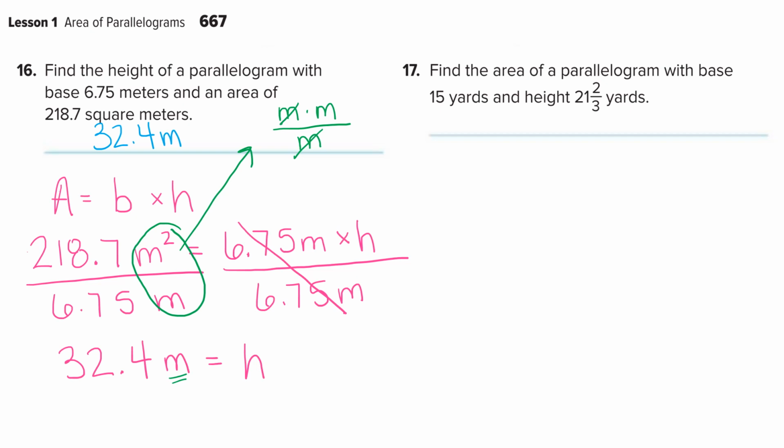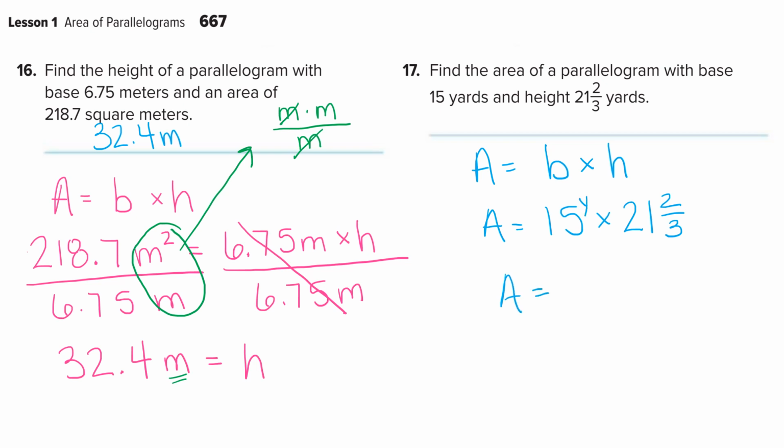Okay, question 17. Find the area of a parallelogram with a base of 15 yards and a height of 21 and 2/3 yards. So area equals the base times the height. Area equals 15 times 21 and 2/3, yards times yards. I forgot the units. So you're going to type in your calculator 15 times 21 and 2/3 equals 325 yards.